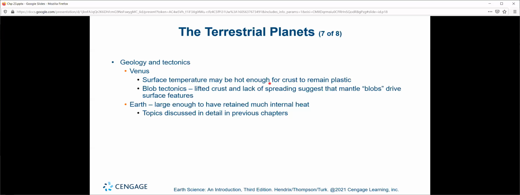So, as said, Venus's surface temperature may be hot enough for the crust to remain plasticky, right? We don't quite know. Giving you some blob tectonics, which is not something that we have on Earth. It's possible. We know Earth is large enough to have retained much of its internal heat. How does that relate to Venus? Good question, because Venus and Earth are very similar in size, except that Venus is closer to the sun, getting more radiant energy from it, and it has a thicker atmosphere, keeping more of a greenhouse effect going on.